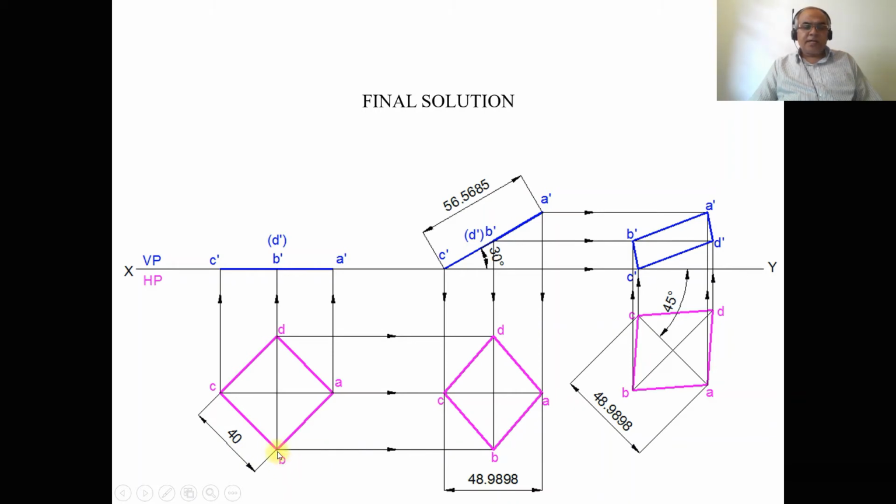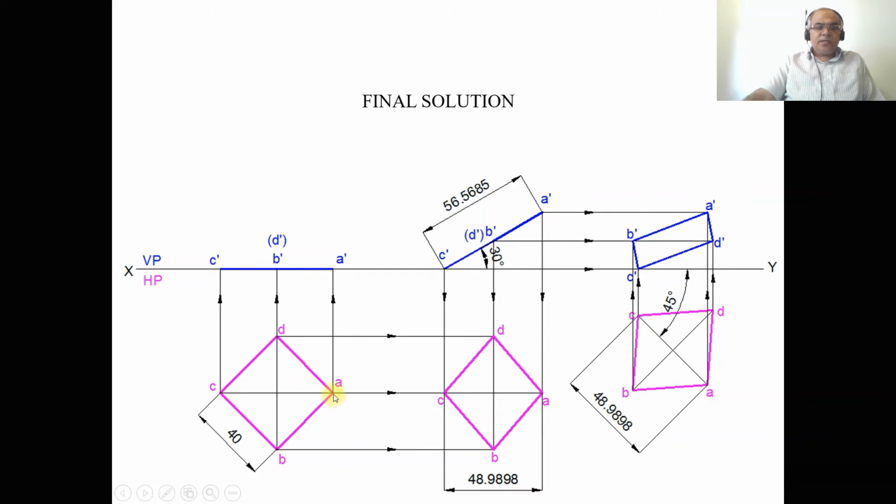Then by using the protractor, you measure an angle of 45 degrees on this side and also 45 degrees on this side with respect to the horizontal, and then draw this inclined line from B towards the right side and also from B towards the left side. Then by using the compass, measure a distance of 40 mm with B as center, cut an arc on this 45 degree line on this side and also on this side, and you mark the points as small a and small c.